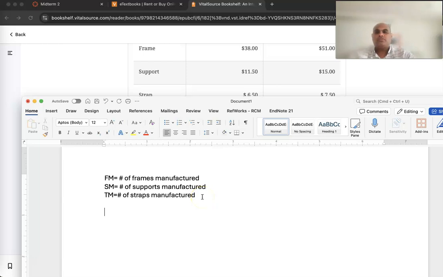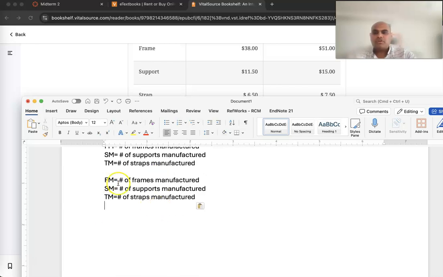So apart from this, we also need FB, SB, and TB. Let me just copy this over, I don't need to rewrite the whole thing again. TB, that's unfortunate. FB is the number of frames bought, this is how much you buy from outside. SB is the number of supports that are bought, and TB is the number of straps that are bought. Okay. So those are 6 variables.